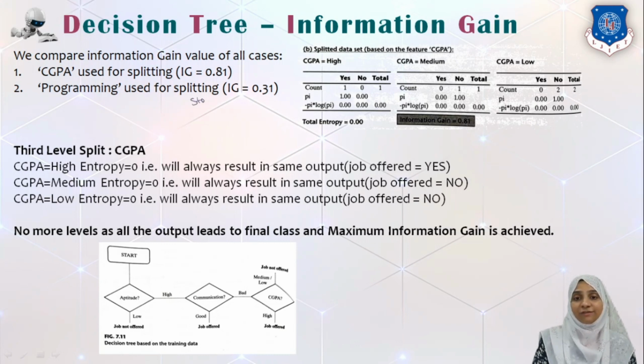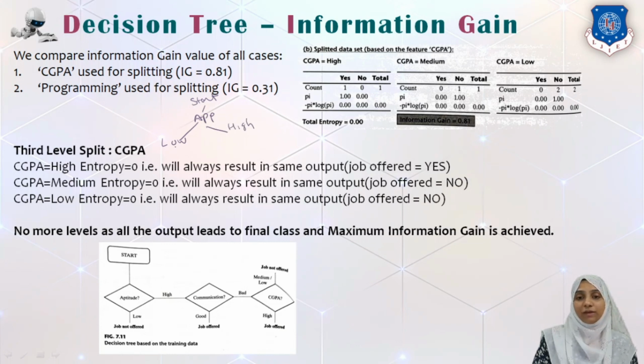So I will make it as the start, the complete set. We have aptitude. Aptitude can be low or aptitude can be high. If it is low, your class label will always be no, that job will not be offered. If aptitude is high, we have to test on communication skills. Okay, now this communication skill can be of two types. It can be of good type or it can be of bad type.